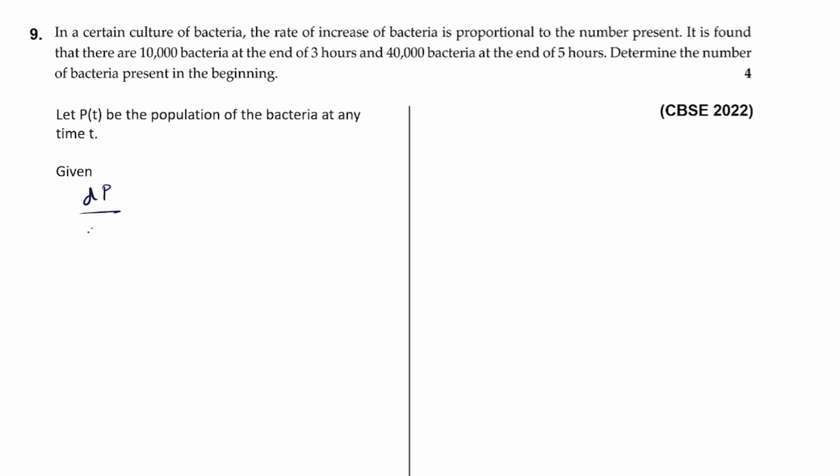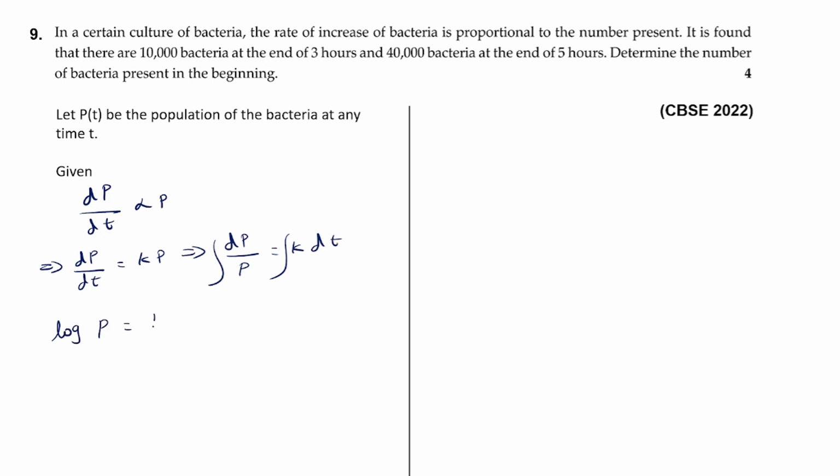Given dP by dt is proportional to P. So from this we have dP by dt equal to some constant of proportionality k into P. From this we can write dP by P equal to k into dt. We can solve this differential equation. Let us integrate both sides. We get log P equal to kt plus c. Now this is log P to the base e. From this we get P equal to e raised to kt plus c, or P equal to e raised to kt into e raised to c.